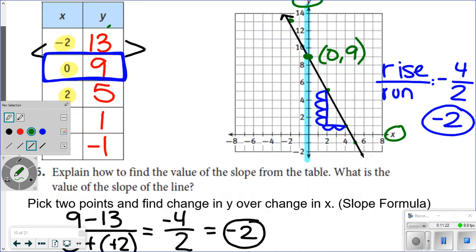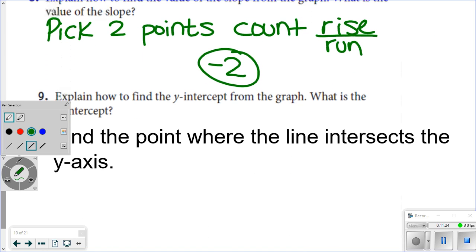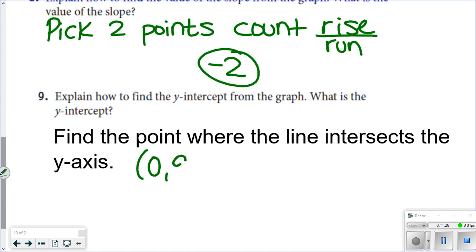So let's add that to the answer. 0, 9. So notice from the table, our y-intercept in question 7 was 0, 9. From the graph in question 9, our y-intercept is also 0, 9. So again, those match.